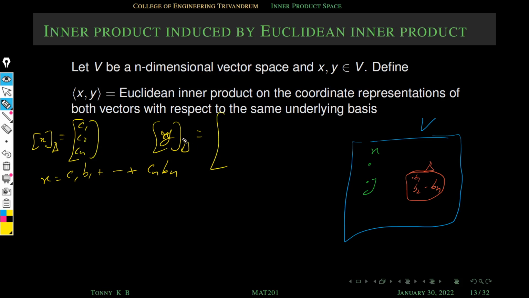Similarly, you can find the coordinate of y with respect to B. Let it be d1, d2, etc., dn. Now, these coordinates are elements of R^n, because they are column vectors containing n entries. So we can treat them as elements of R^n. We know how to define the Euclidean inner product on R^n. So you can take the inner product between these coordinates. That's the definition of the inner product between x and y.